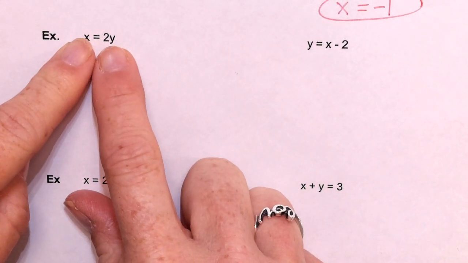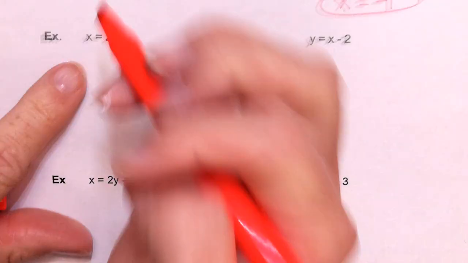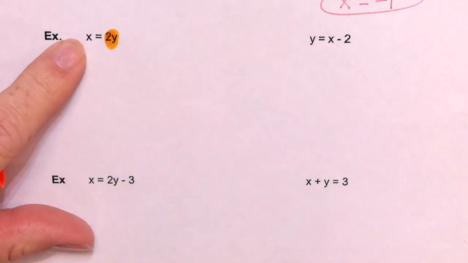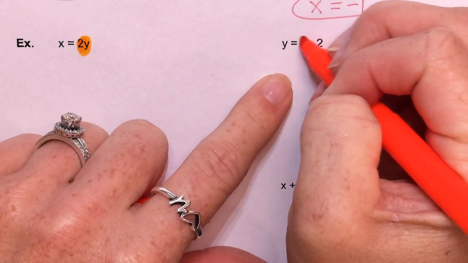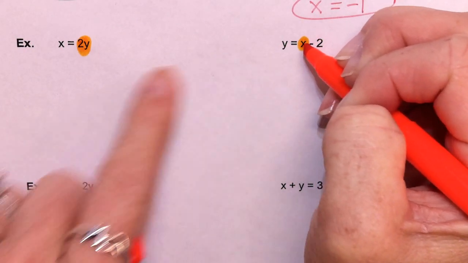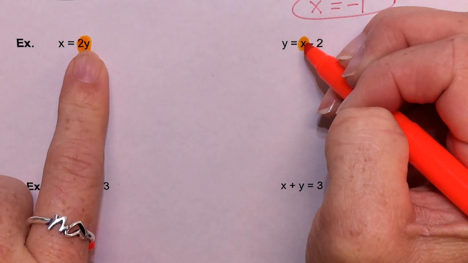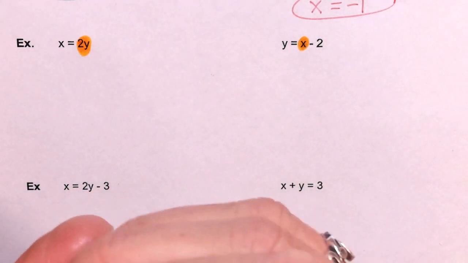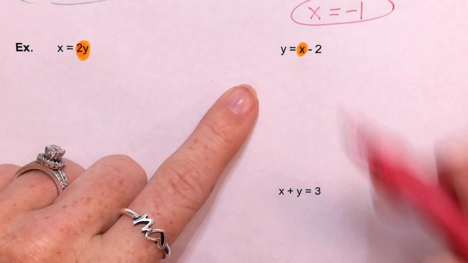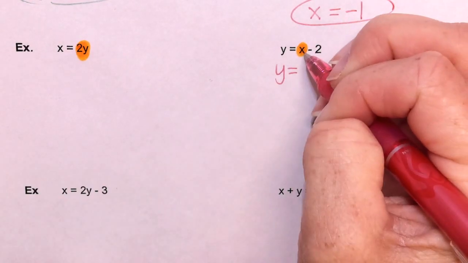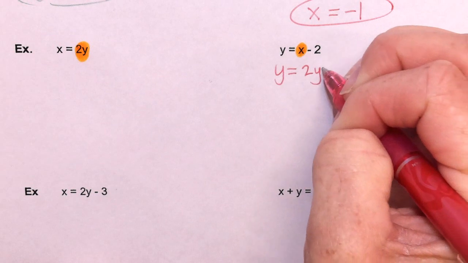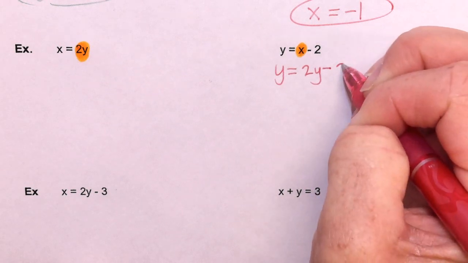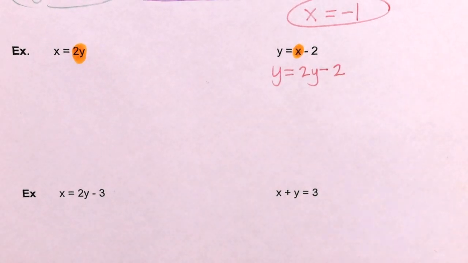What is isolated? X. So I know that x is equal to what? So over in this equation, instead of x, right there, can I plug in 2y? All right, I'm going to substitute in. So I have y equals, instead of x, what am I going to write? 2y minus 2.